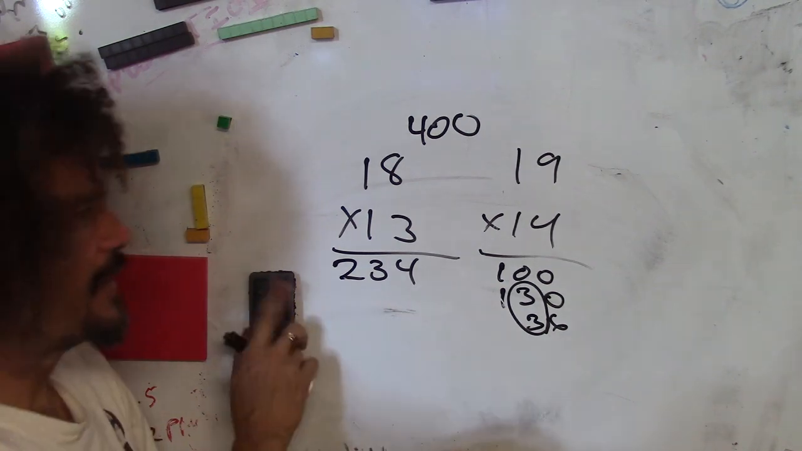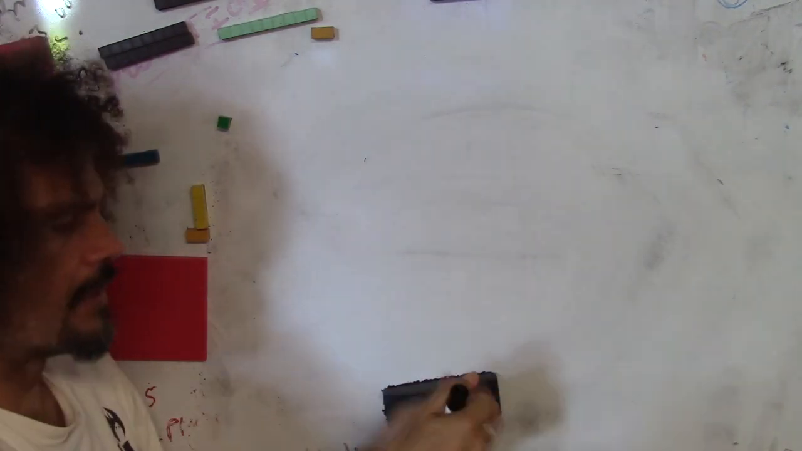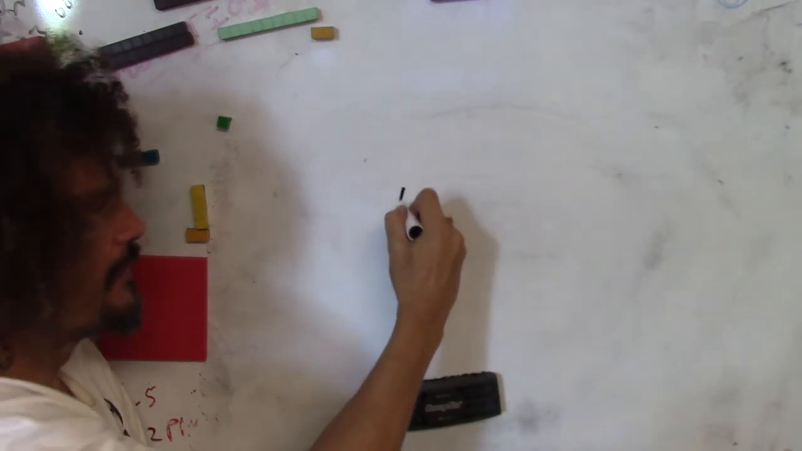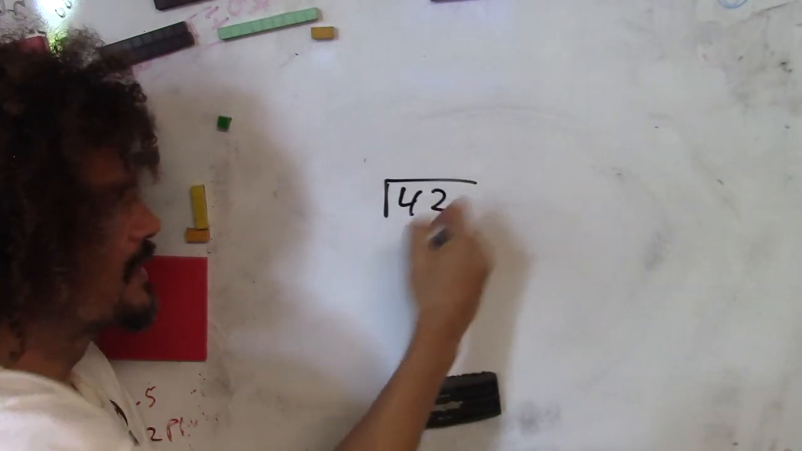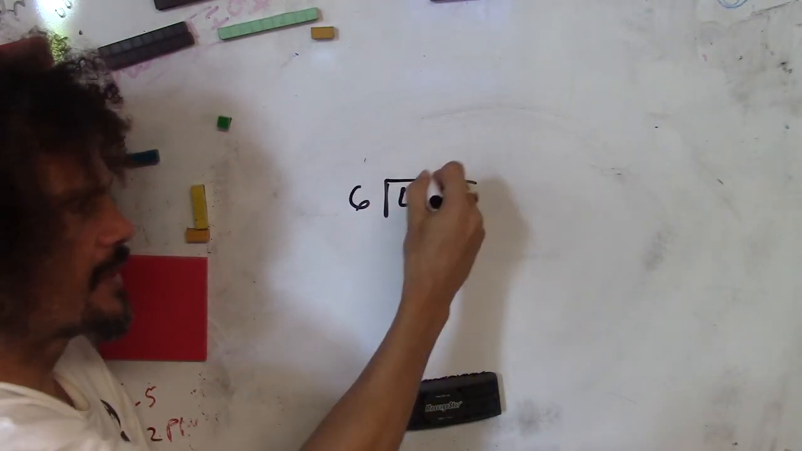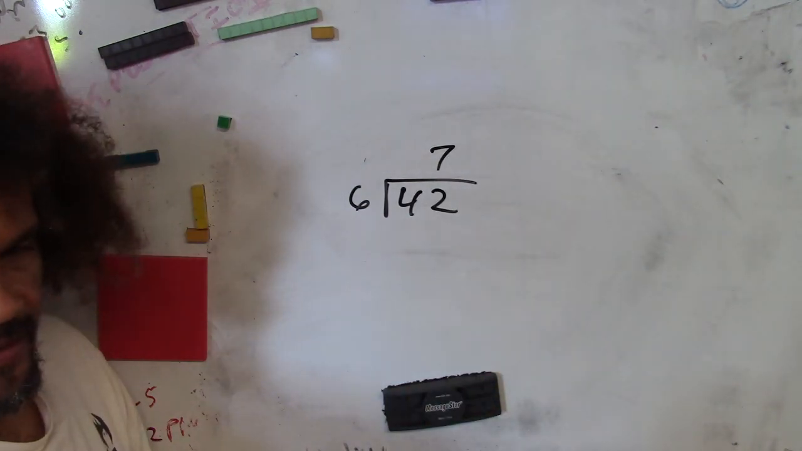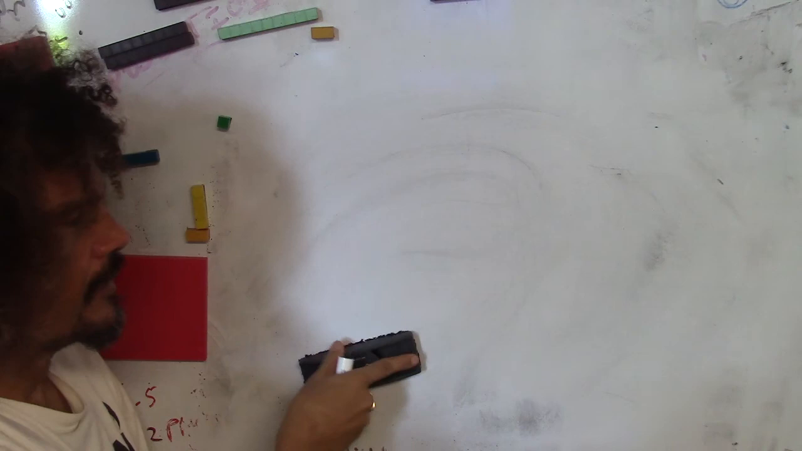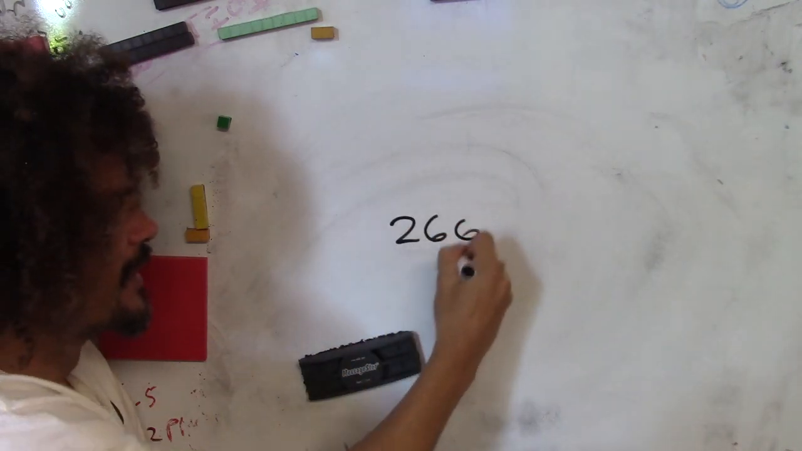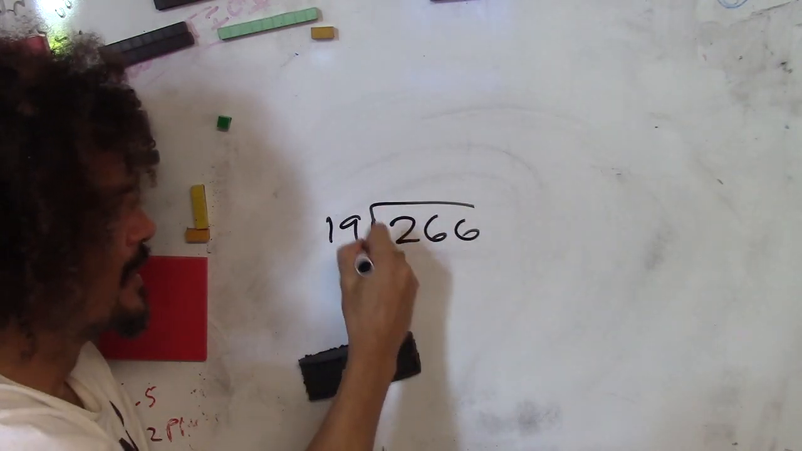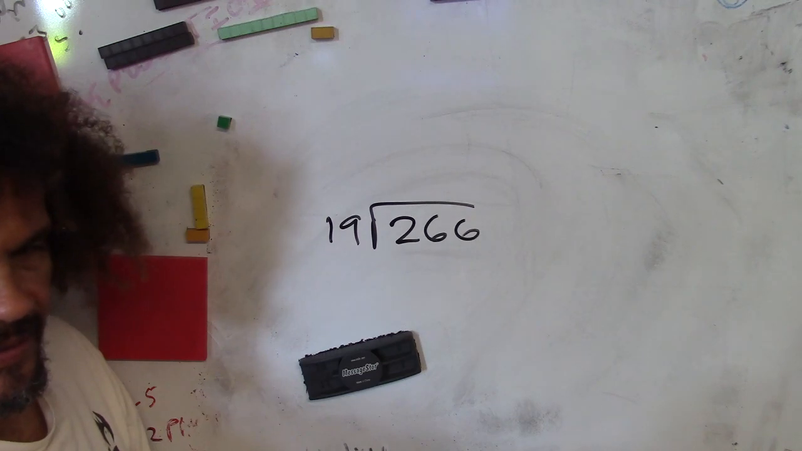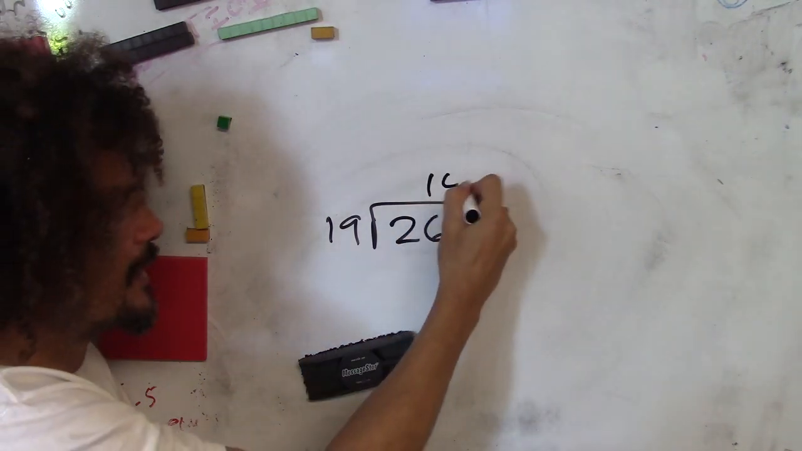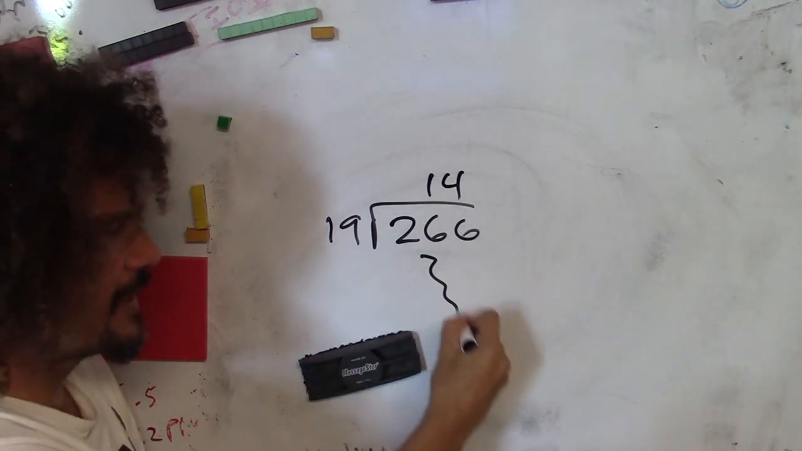And then as you fool around with it, let's just keep the easy ones. If I have 42, my rectangle, and one side is 6, what is it? The other side has to be 7. If I have, what did we just do? 266, and one side is 19. What does the other side have to be? 14. Gotta be.